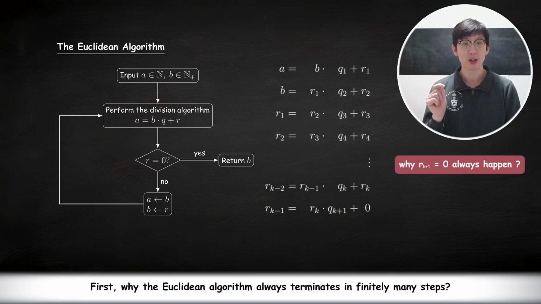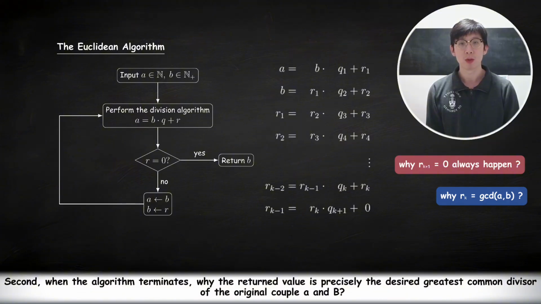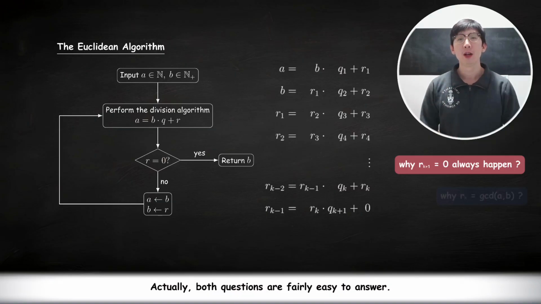First, why does the Euclidean algorithm always terminate in finitely many steps? Second, when the algorithm terminates, why is the returned value precisely the desired greatest common divisor of the original couple A and B? Actually, both questions are fairly easy to answer.